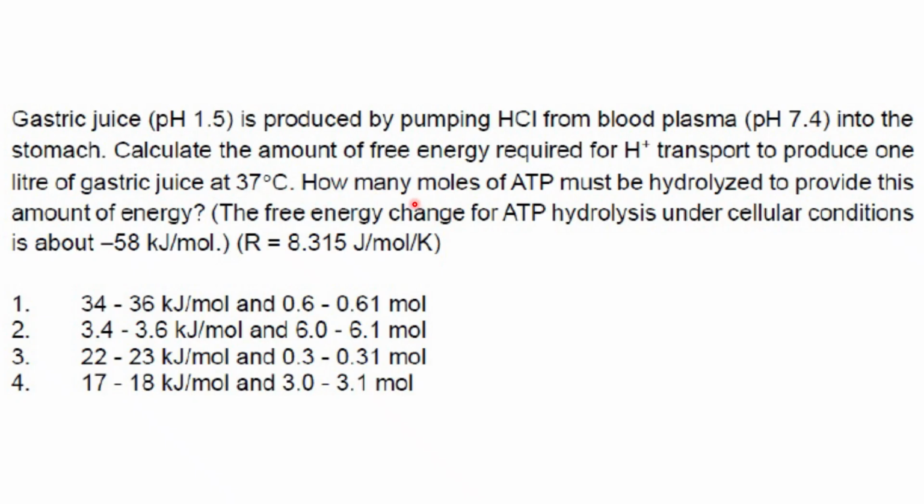Then you also have to calculate how many moles of ATP must be hydrolyzed to provide this amount of energy. The free energy for ATP hydrolysis is minus 58 kilojoule per mole, and the gas constant is 8.315 joule per mole per Kelvin.